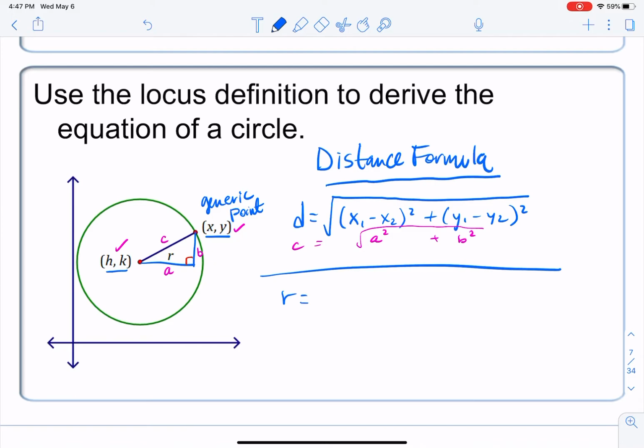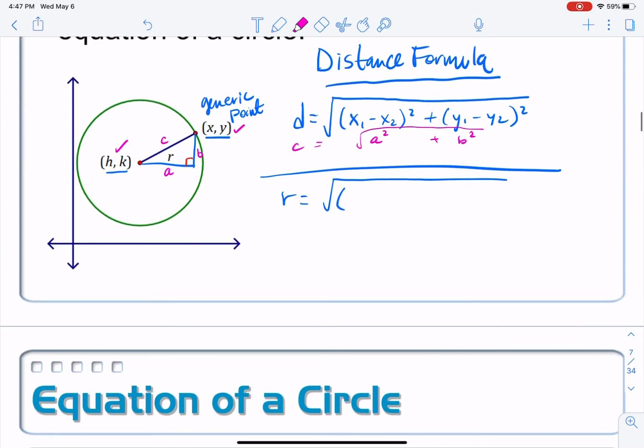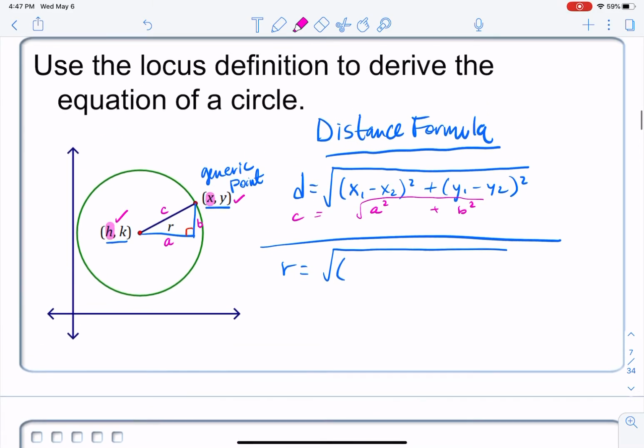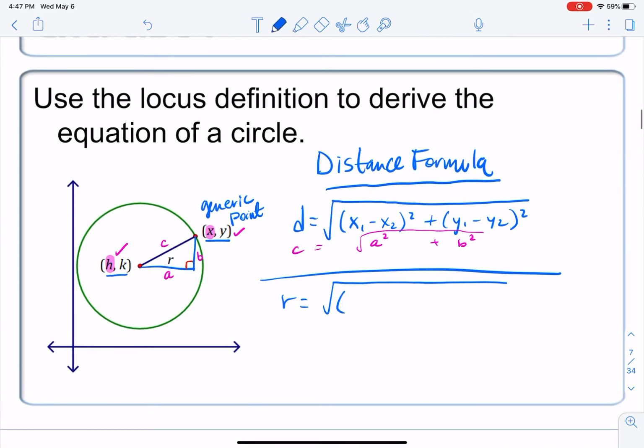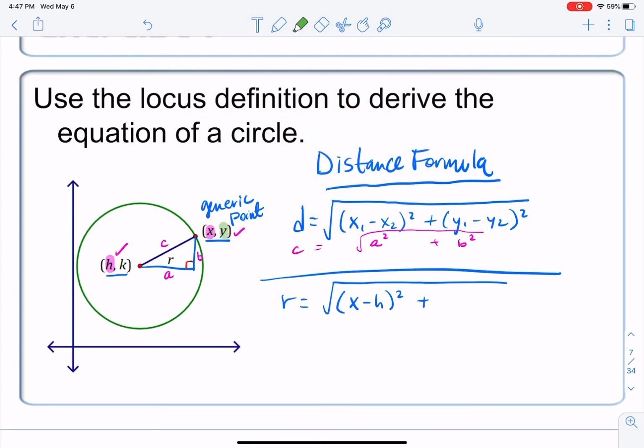That should be equal to the square root of, let's take the difference of our x's, and it really doesn't matter what order I subtract these in. But usually we put the variable first. Remember, x is the variable, the h is not. It's a constant number. It would be x minus h squared plus, and now I'll do the same thing with my y's. The y minus the k, and I'll square it.